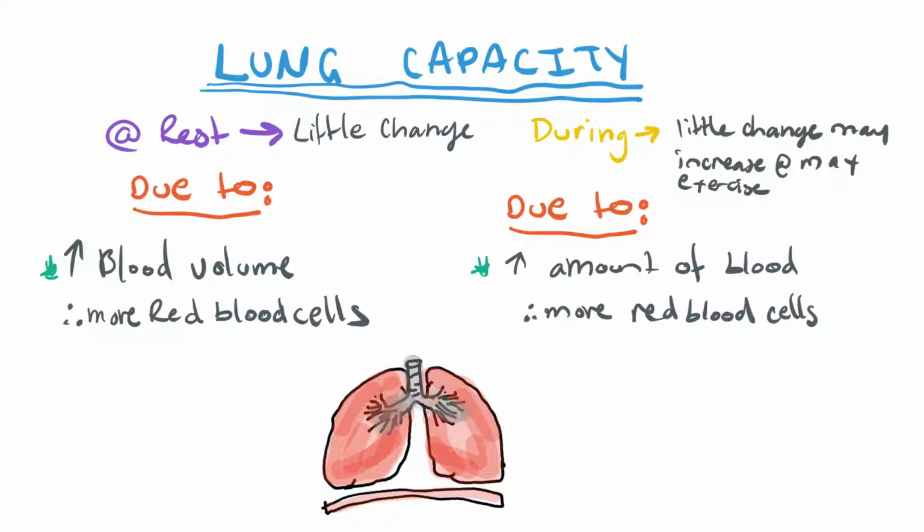Now, the little change at rest is due to the fact that we've got an increased blood volume and therefore more red blood cells that are getting oxygen around the body. So the lung capacity is not necessarily going to change too much. It's more about the capacity of the blood cells in the body. And that's the same as well for during activity. Because we've got an increased amount of blood volume, we've got more red blood cells in the body which can carry oxygen.